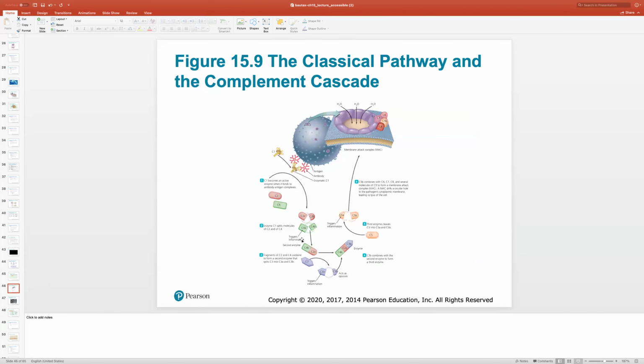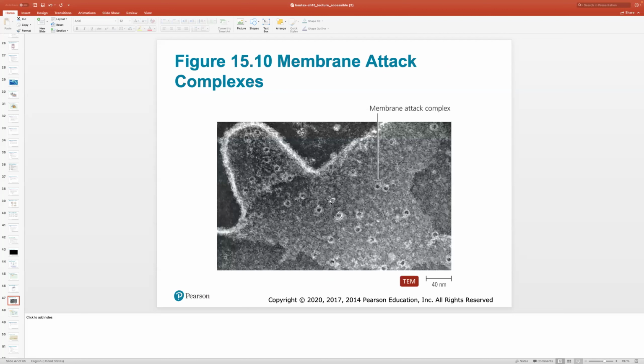So here you see, we've got everything here where you have the C5a and C5b. C5b combines with C6, C7, and C8. We saw that in the video, but also with several molecules of C9. And that forms the membrane attack complex, which drills a hole into the pathogen's cytoplasmic membrane, leading to lysis of the cell. And this is a photomicrograph of the membrane attack complex. You'll see it's a transmission electron micrograph, and this is the scale of 40 nanometers. So the results then in a video.